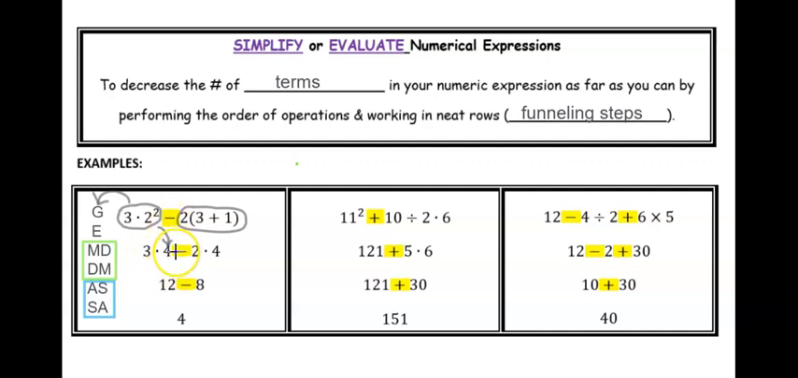The minus sign comes down, and then we look at this next circled term. There's operations within this term. There's 2 times the quantity 3 plus 1. So we go back to our order of operations, and we say, hey, there's grouping symbols here.